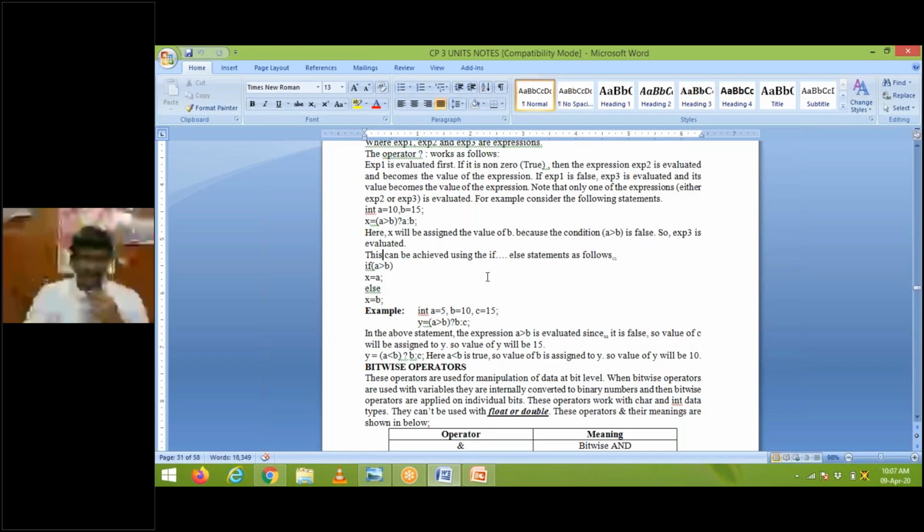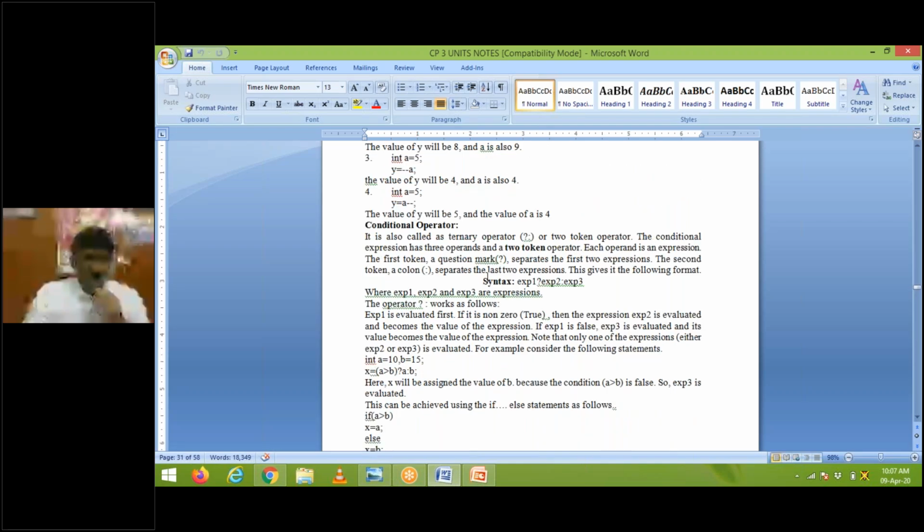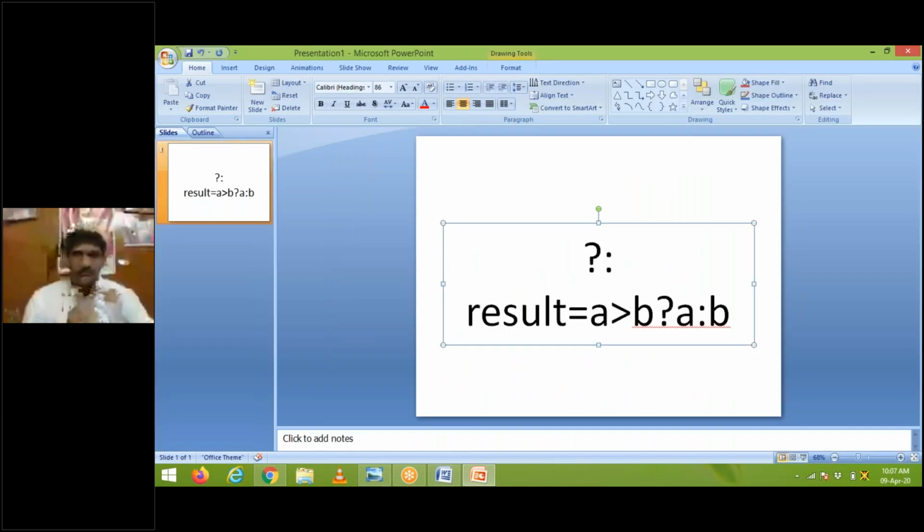Good morning, one and all. Today I would like to discuss conditional operators. So this is the symbol: question mark colon. The conditional operator. Okay. So what is a conditional operator?